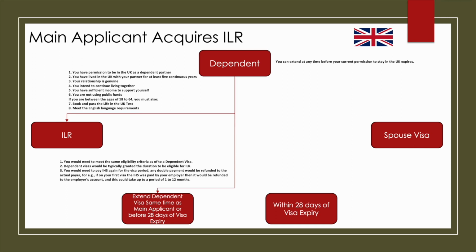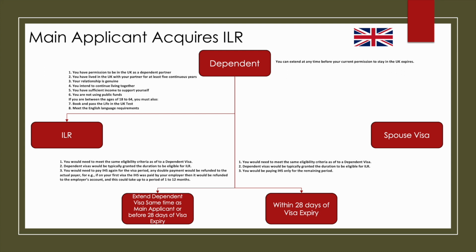Now let us look at the fourth option. If the dependent decides to extend the visa within 28 days of visa expiry, the same rule set applies. Along with that, the IHS would be paid only for the new visa period. So there would not be any double payments or refunds in this particular option.